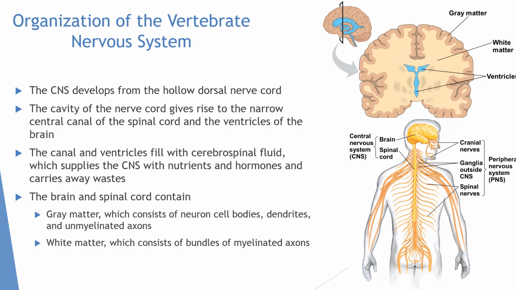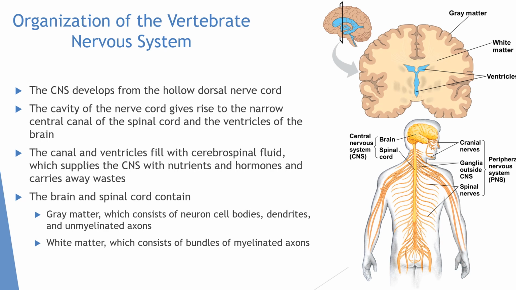Moving to the organization of the vertebrate nervous system, we're going to be talking about our central nervous system, which develops from a hollow dorsal nerve cord, which becomes our spine. As you can see in the picture of human anatomy, the central nervous system from our brain creates that huge spinal cord. This cavity provides a narrow space for the spinal cord to go through, which connects to the ventricles of the brain.